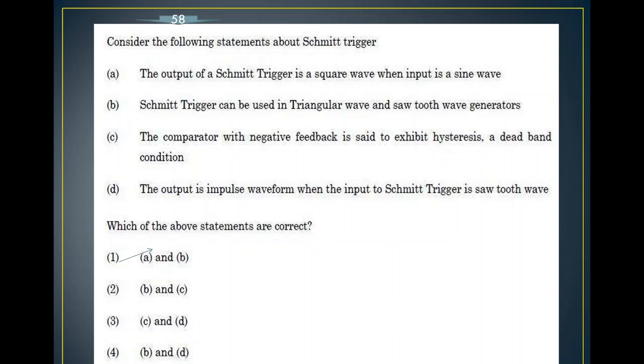Option first, A and B, option second, B and C, option third, C and D, and option fourth, B and D. Correct option is first, A and D.